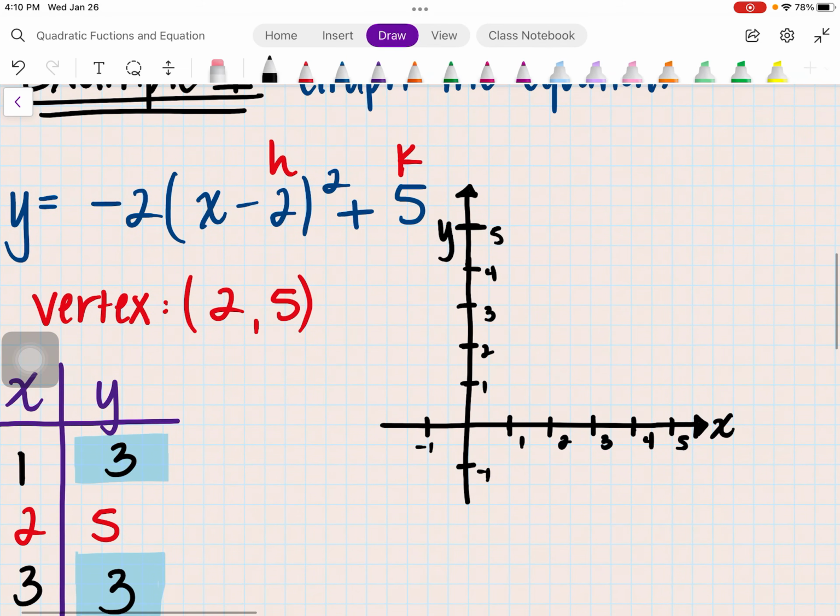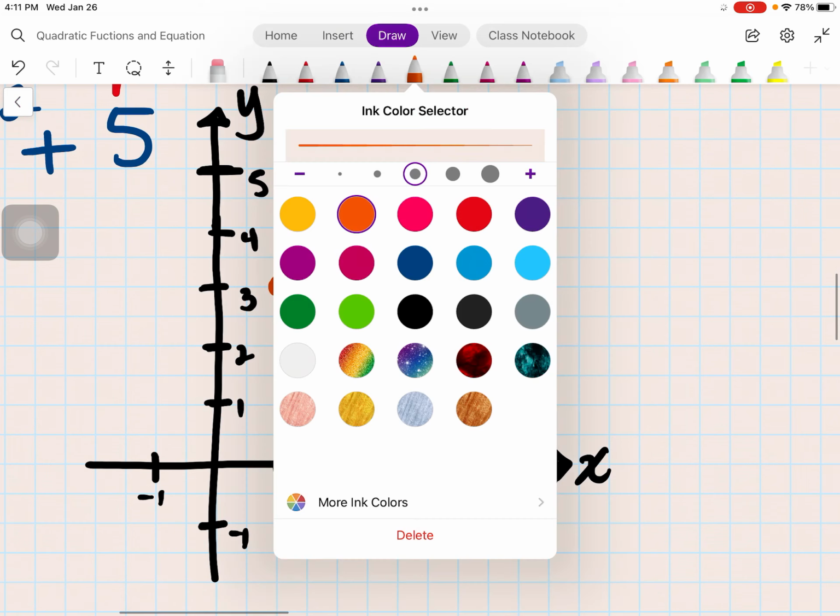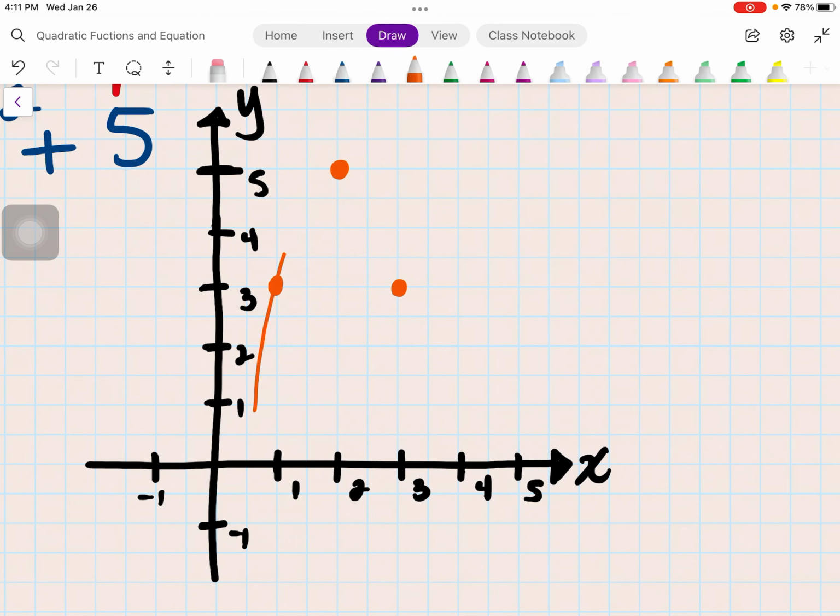So starting off in this case, guys, I do want to go ahead and start off by plotting our vertex. So vertex is at the point 2, 5. So that means that I'm going to go 2 to the right, 5 up, and we find ourselves here. Now, other point in this case, guys, is 1, 3. And the other point is 3, 3. All right, so let me just connect these points here. And in this case, this is what our graph looks like.